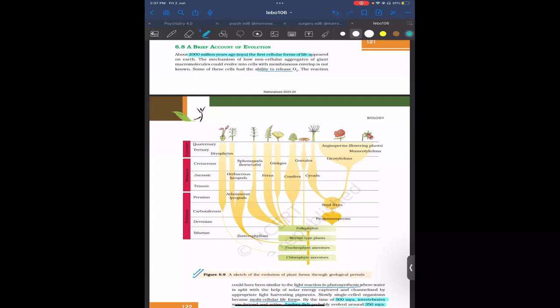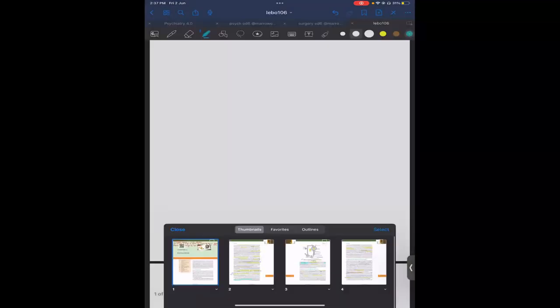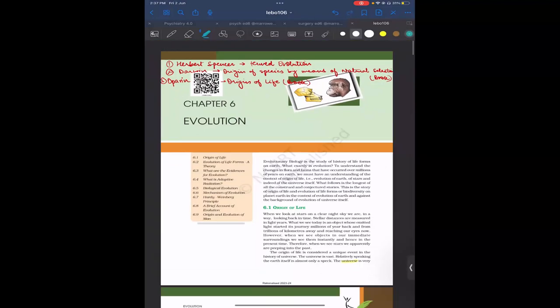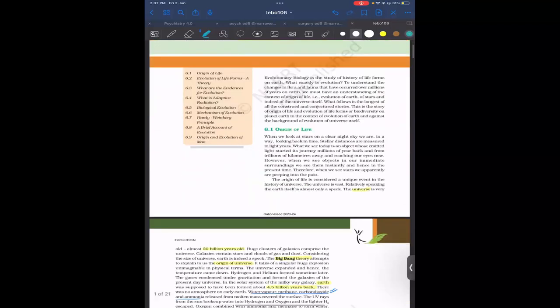And also you need to learn about the brain sizes or the brain capacities of the various species of humans. So with this, the chapter is done. We'll just have an overview again. So from the start, these are the names of a few scientists which are not given in the book. You need to remember them. Then comes the origin of life.